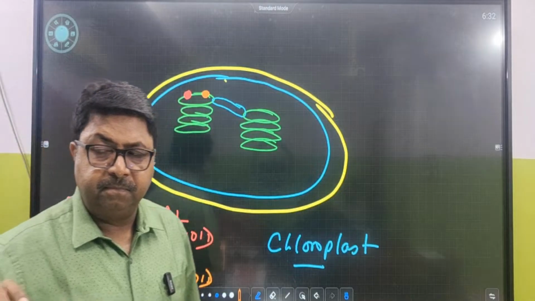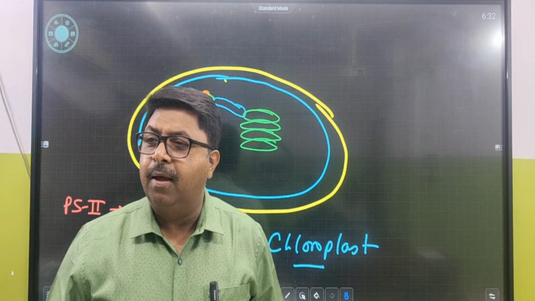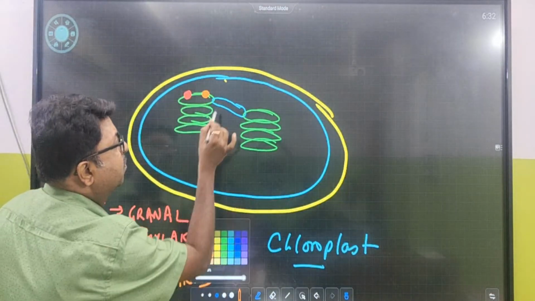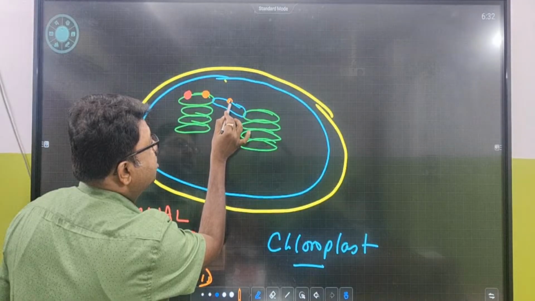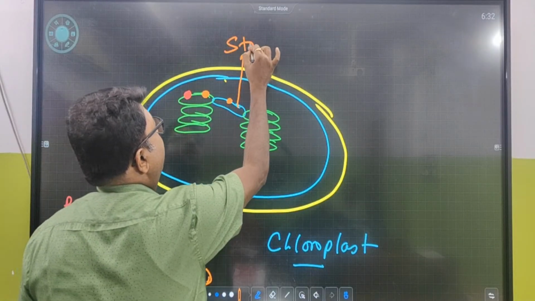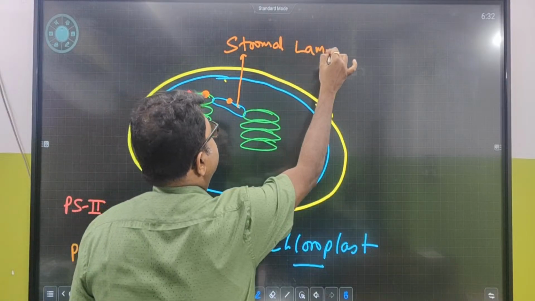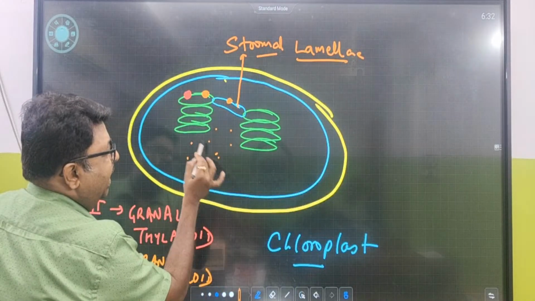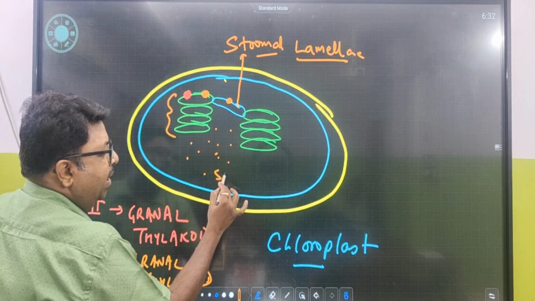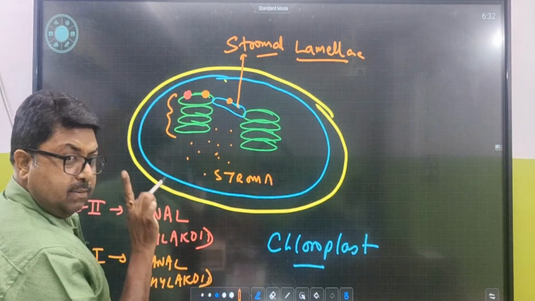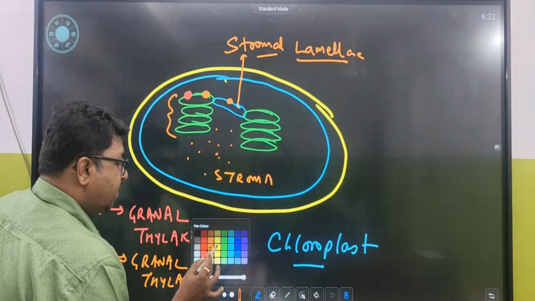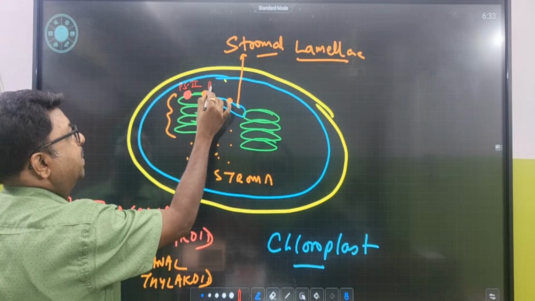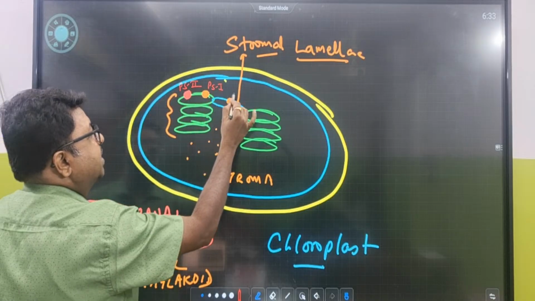Are you getting me? Any issues? But what is the location of PS1 again? The location of PS1 is again present over here on the stromal lamellae. This is stromal lamellae. Okay? And what is this? Outside granum, what is present? Stroma. Clear? Now, what is this one? This one is PS2. What is this one? PS1.